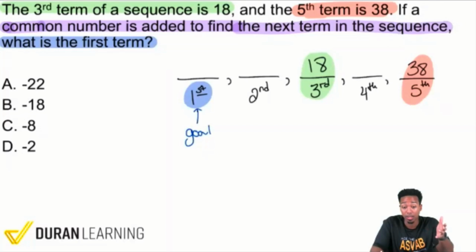That's what that means right there. Yeah. In purple, a common number being added to find the next term in the sequence means that you're adding the same thing from one to the next to the next.